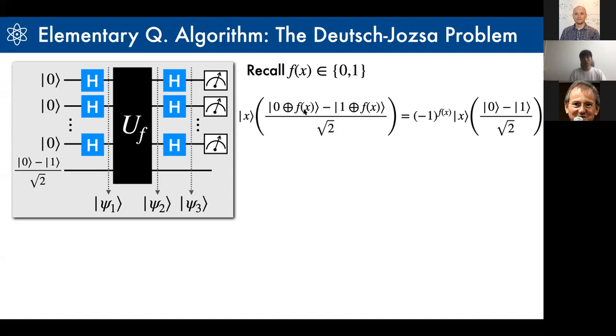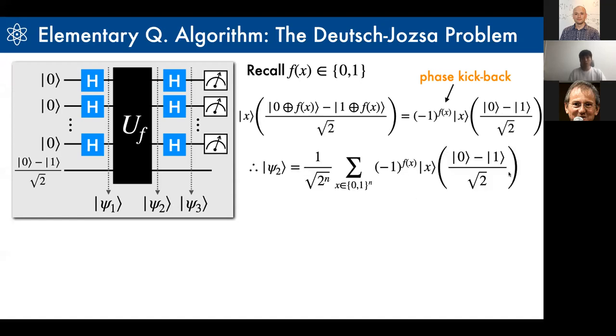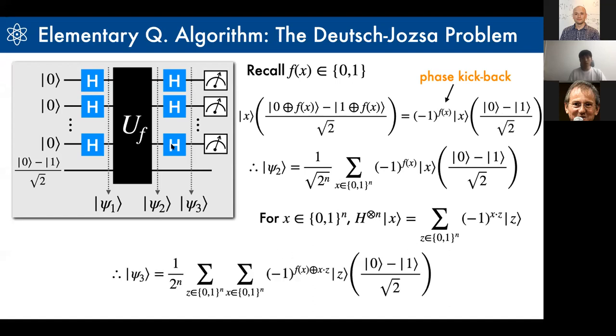So now f at x is either 0 or 1. So we can write this like this. It's interesting that we have applied some operation to the final qubit, but what has been encoded in this final qubit could be factored out as some sort of phase in front of the total state, and then be written like this. Typically this is called the phase kickback in quantum computing language. So we can rewrite psi 2 like this. And then again, we have to apply the Hadamard gates again. And the final state that we get before performing the measurement looks like this.